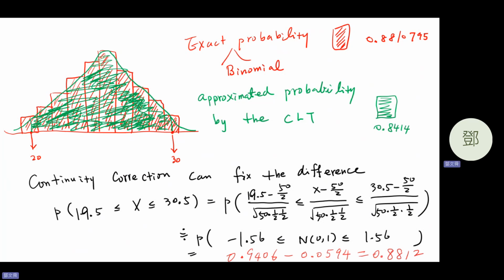This answer is close to which one, the upper one or the lower one? The upper one. It is 0.88 something, 0.881 something, and this is also 0.881 something, and here it is 1, 2. Is it close? Much better. Very close. Excellent and excellent.